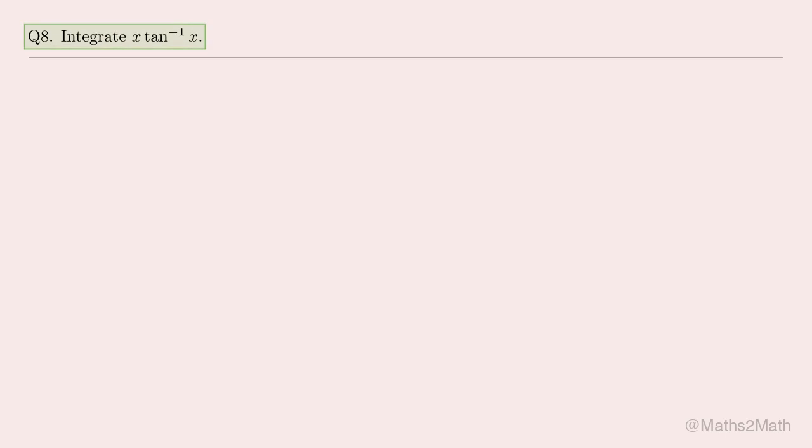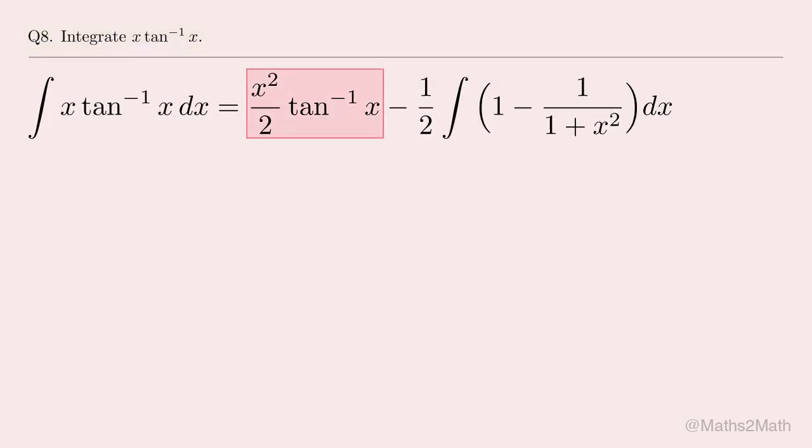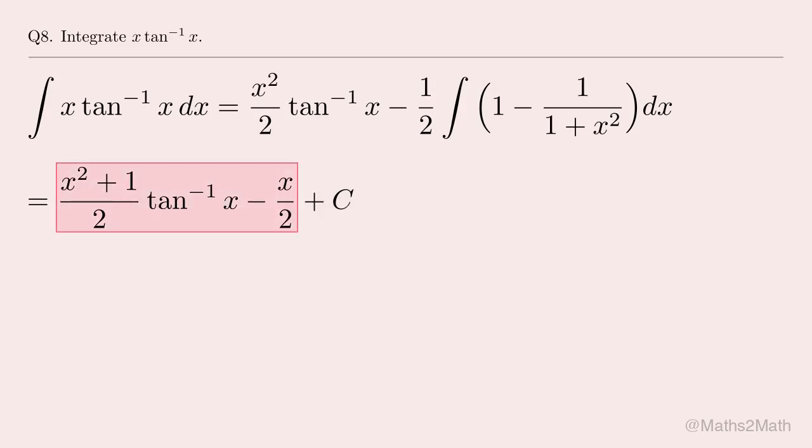Question 8. Inverse tangent with x. The leftover rational integral splits cleanly. Parts, then split x squared over 1 plus x squared as 1 minus the reciprocal. Collect the two arctangent terms.